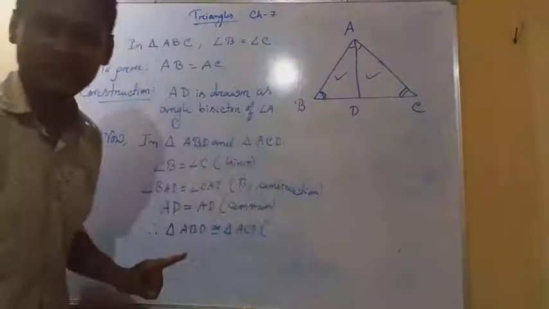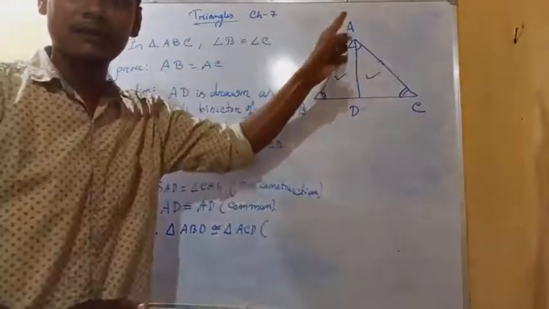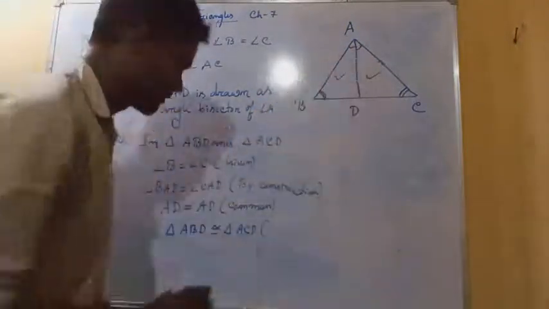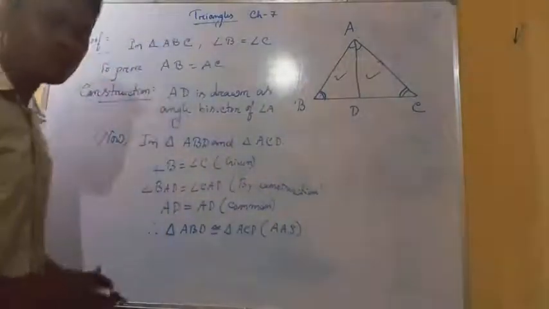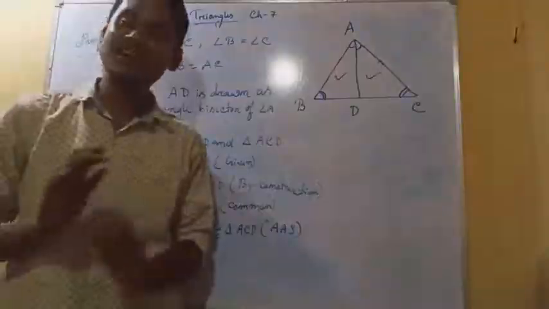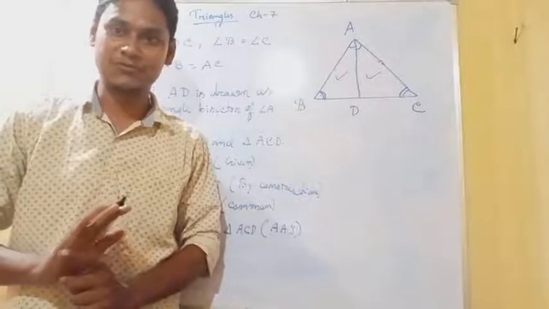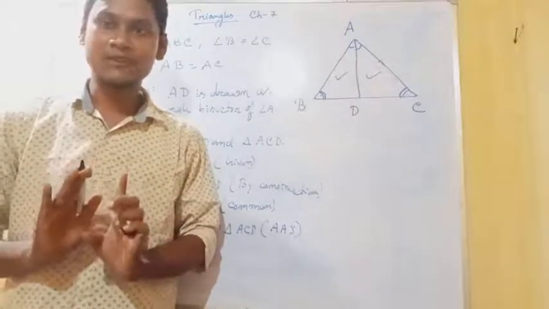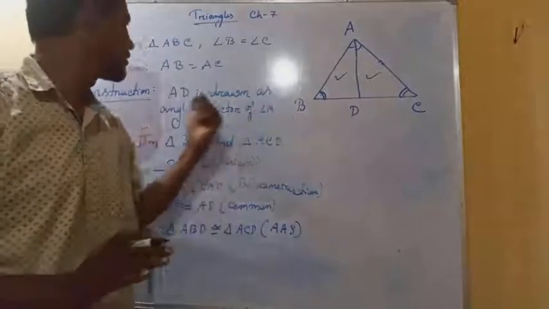The rule I have used is angle side, because the side is not included in between the two angles. So write it, angle side rule. Once we are able to show that these two triangles are congruent, then we can write what? I hope all of you know. Two triangles are congruent means what? Corresponding parts are equal.